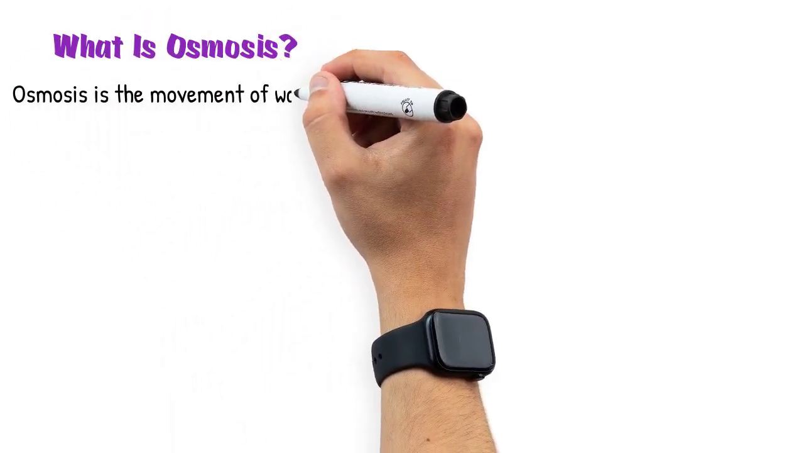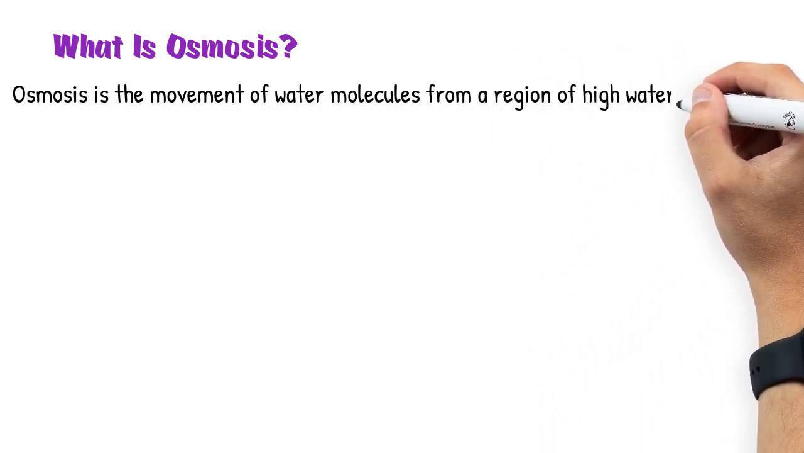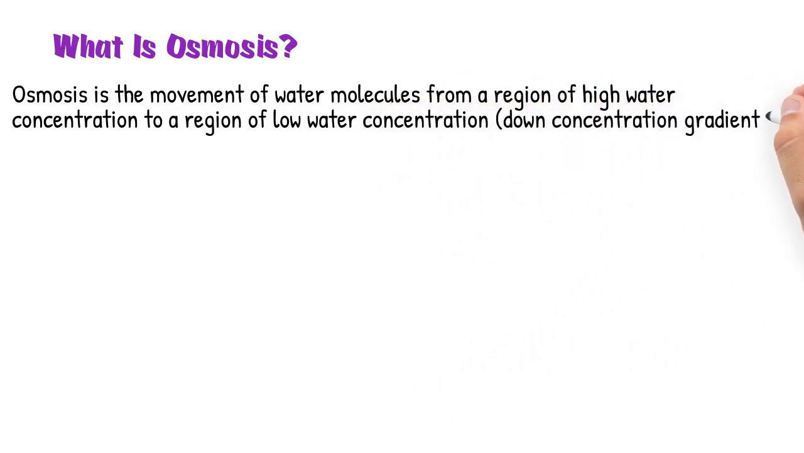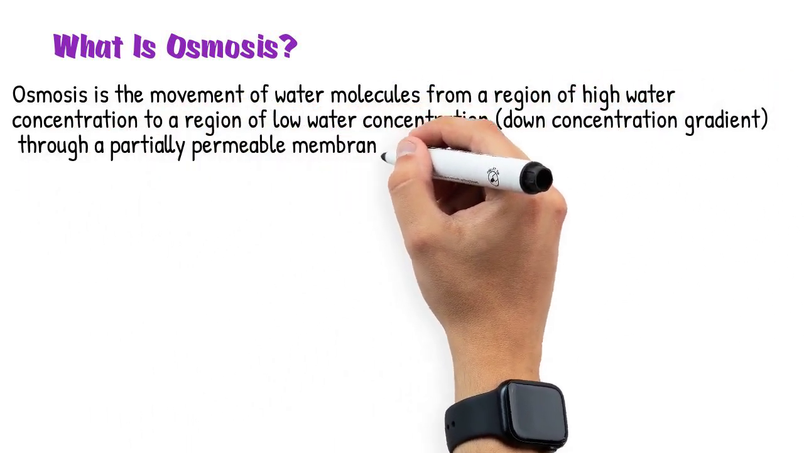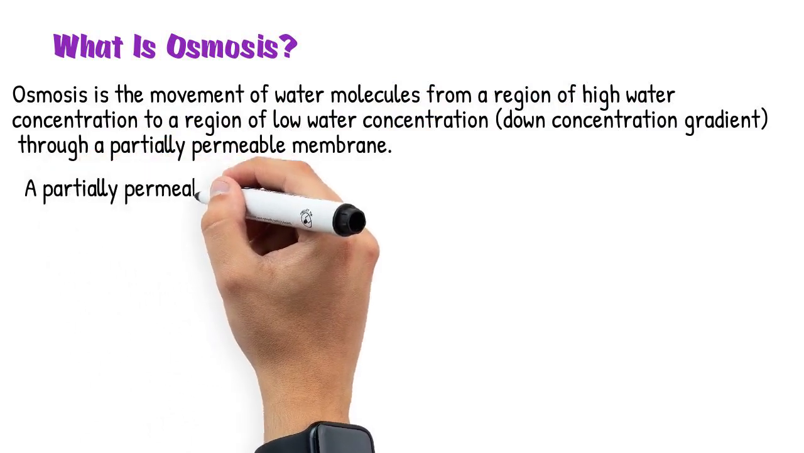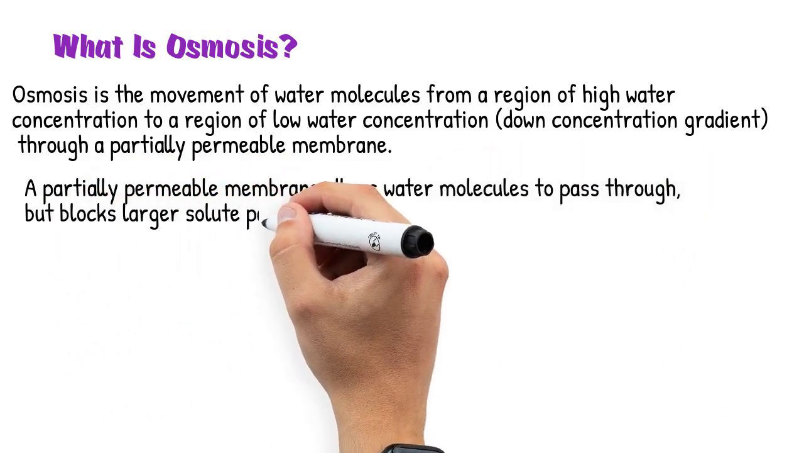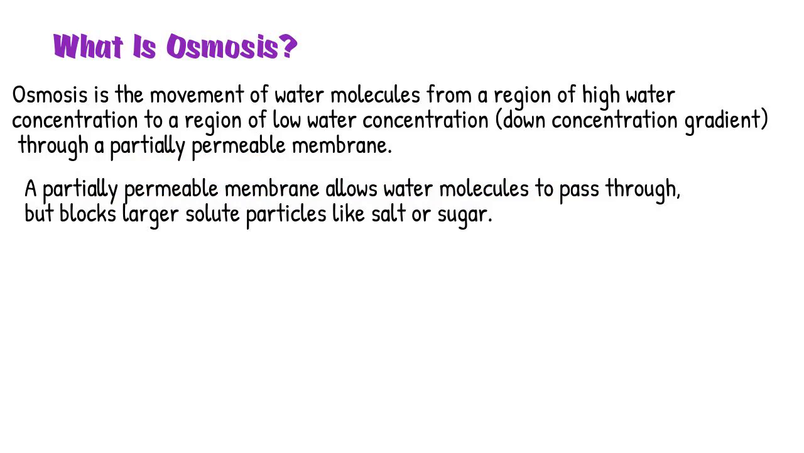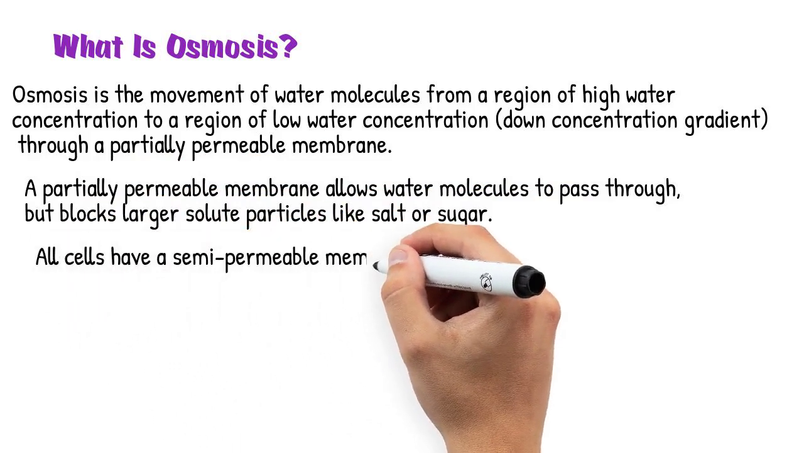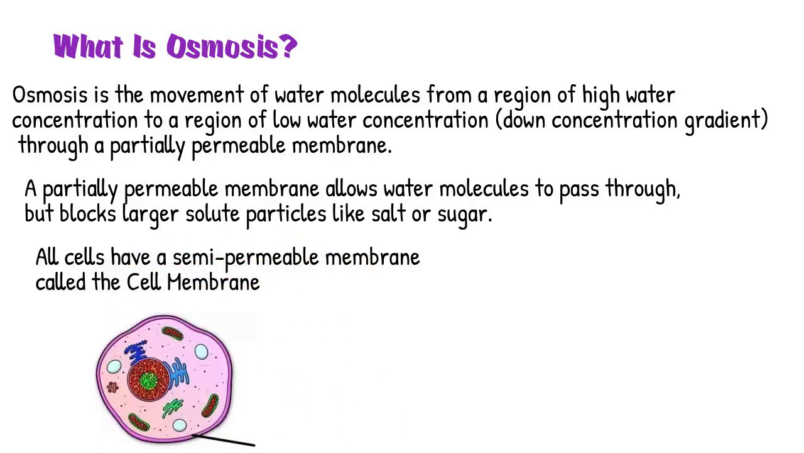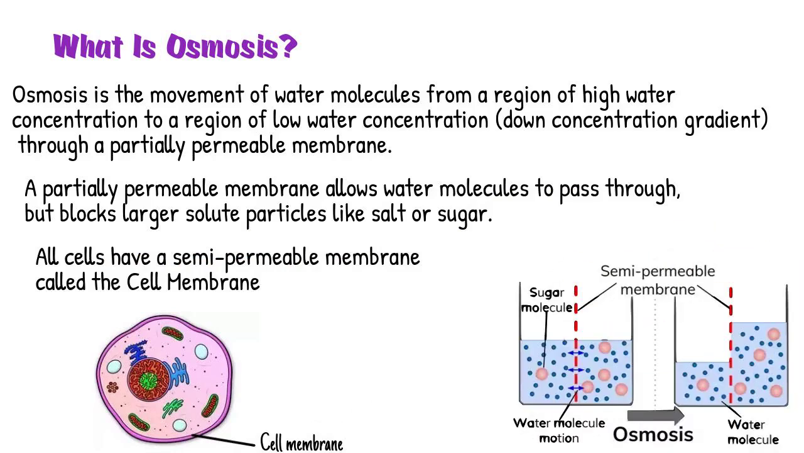What is osmosis? Osmosis is the movement of water molecules from a region of high water concentration to a region of low water concentration, down a concentration gradient, through a partially permeable membrane. A partially permeable membrane allows water molecules to pass through, but blocks larger solute particles like salt or sugar. All cells have a semi-permeable membrane called the cell membrane.